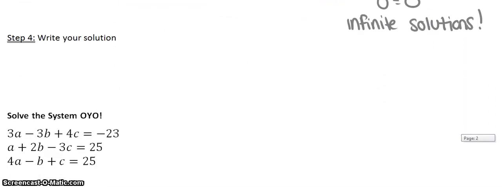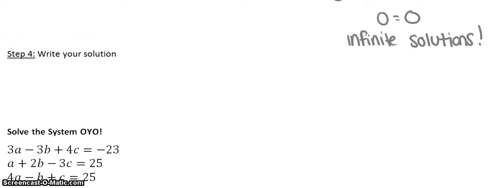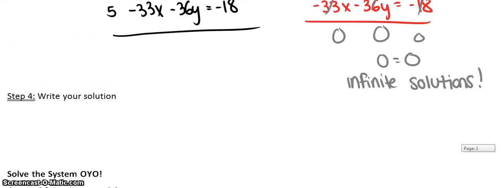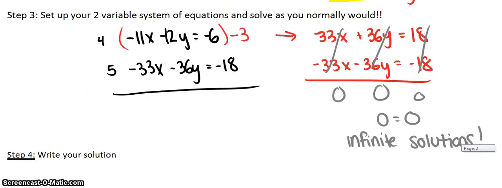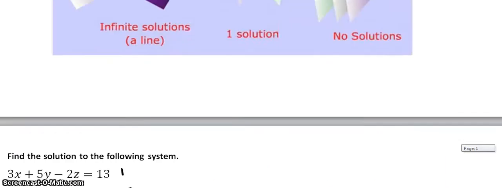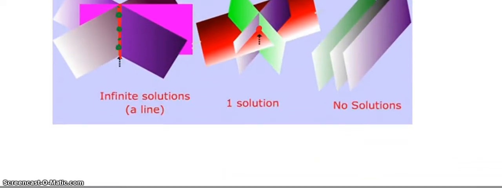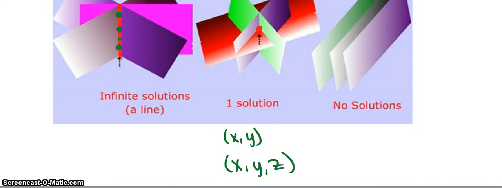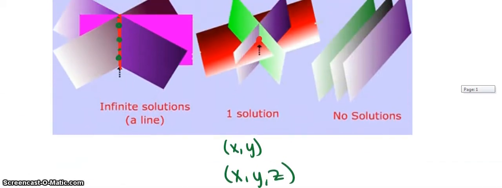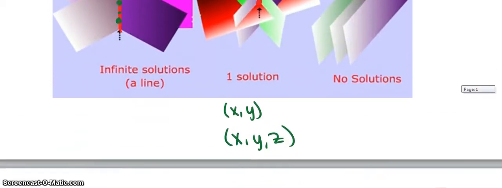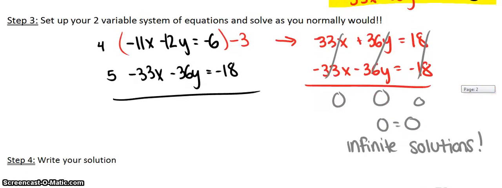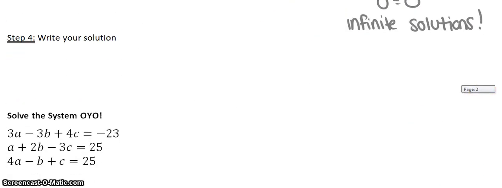So much to think about. Okay, so step 4 would be to write your solution. Now, if I'm going to write my solution in 3 dimensions, if I had just one solution, I would write it as a 3-dimensional point. So a 2-dimensional point is x comma y. A 3-dimensional point is x comma y comma z, because you have 3 dimensions. Now, if I have infinite solutions, I can just write infinite solutions. If I have no solutions, I can just write no solution. But there's a better way to write infinite solutions.